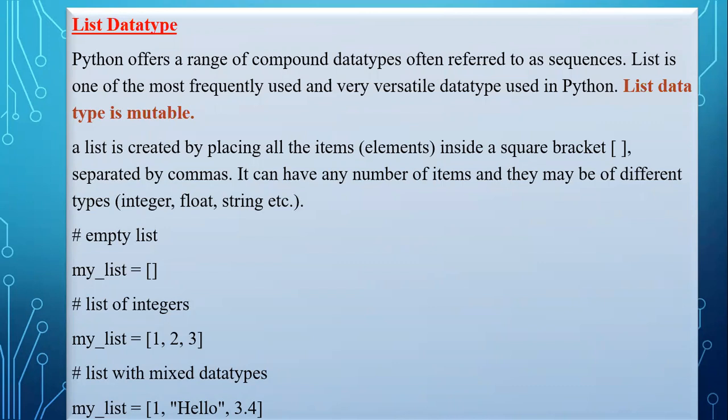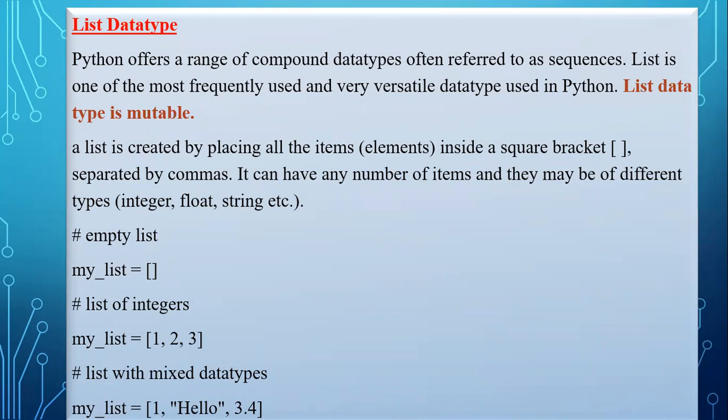So, how to create a list: Python offers a range of compound data types, often referred to as sequences. Previously we learned how to create one integer value, one float value. So a variable is holding only a single value. Okay. So if you tell a equal to 100, its meaning is what? a is holding a single integer type of value.